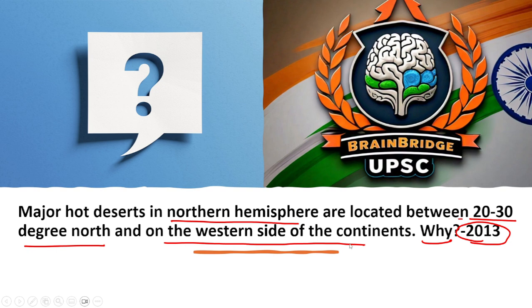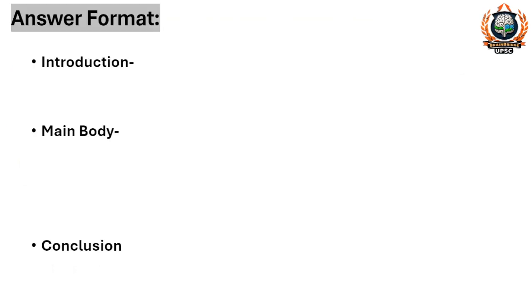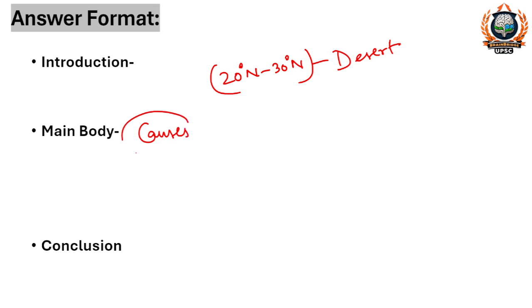So in this question we have to write about causes only, what are the causes जिसके कारण ये लोकेशन देखने को मिलती है. Okay, so in introduction portion we can give some names of those deserts which lie in this region, means 20 degree north and 30 degree north में जितने भी deserts मिलते हैं उनको हम एक example के रूप में यहाँ पर quote कर सकते हैं. Then in main body part we will write about the causes क्योंकि main question वही पूछा गया, then in conclusion we will sum up the answer.